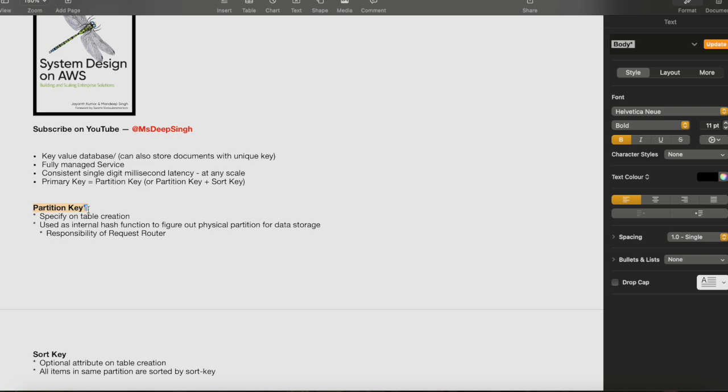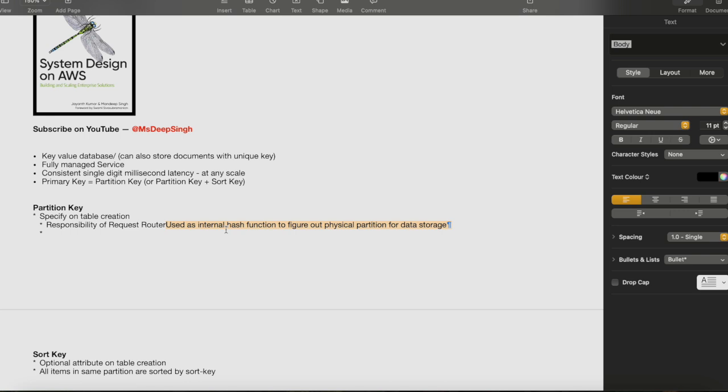This partition key should be specified when you are creating a table. Whenever you are creating a table, you are given an option that this is your partition key, this is your sort key. Sort key is optional. Partition key you always have to specify whenever you are creating a DynamoDB table. Once you specify this partition key and then store any items, depending on this partition key, there is a request router component in DynamoDB which figures out that this is my partition key. I will walk it through my internal hash function, and depending on what value I get, I will store the data in the physical partition.